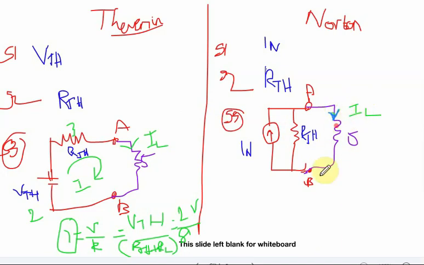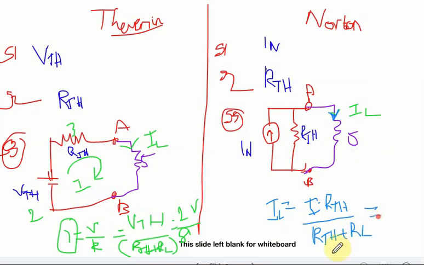How to find out the load current? The simplest method is the current division formula. What is the current division formula? IL is equal to I into RTH. Where is RTH? This is RTH. RTH divided by the total resistance. What is the total resistance? RTH plus RL. That's all. So you are going to use this formula.